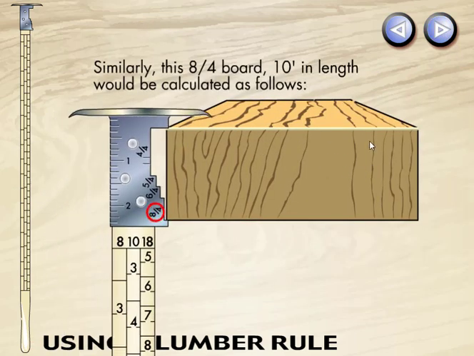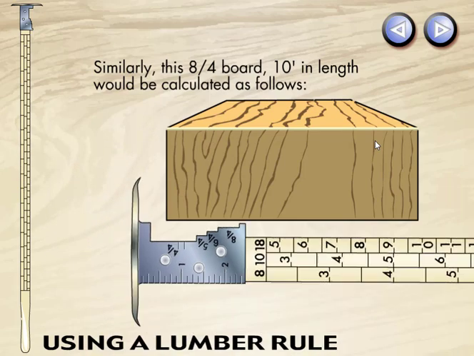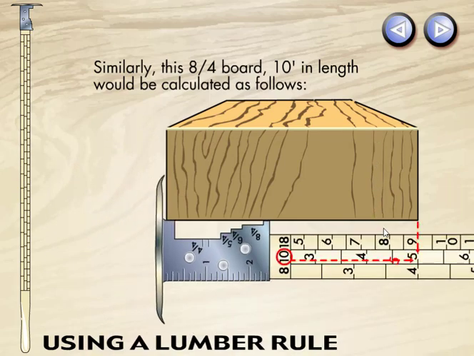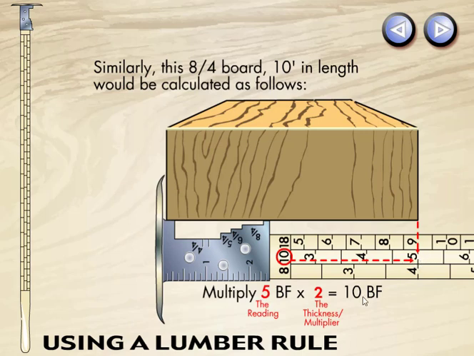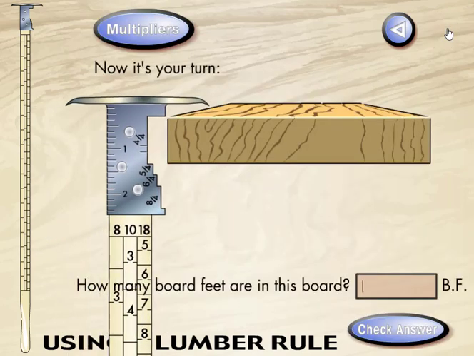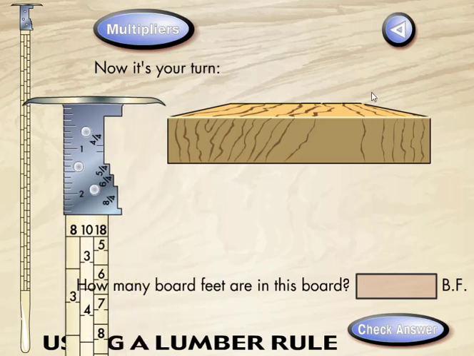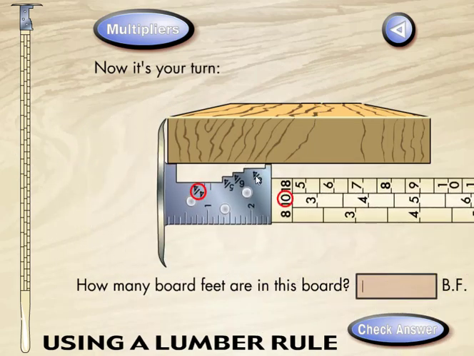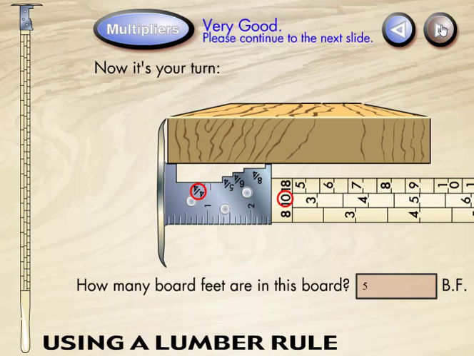Similarly, this 8/4 board, which is 10 feet in length, would be calculated as follows. The 10-foot column over is 5 board feet, but the wood is 2 inches thick, so we multiply that to have a grand total of 10 board feet. Now it's your turn to take some readings. 4/4 board, 10 feet long. How many board feet? If you said 5, you are correct.